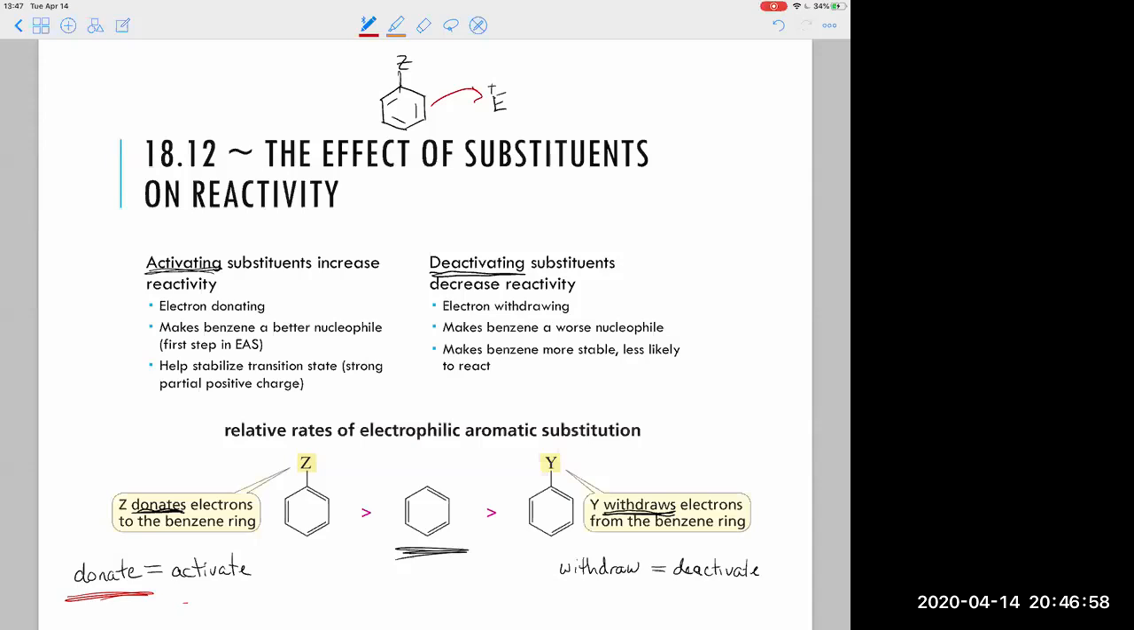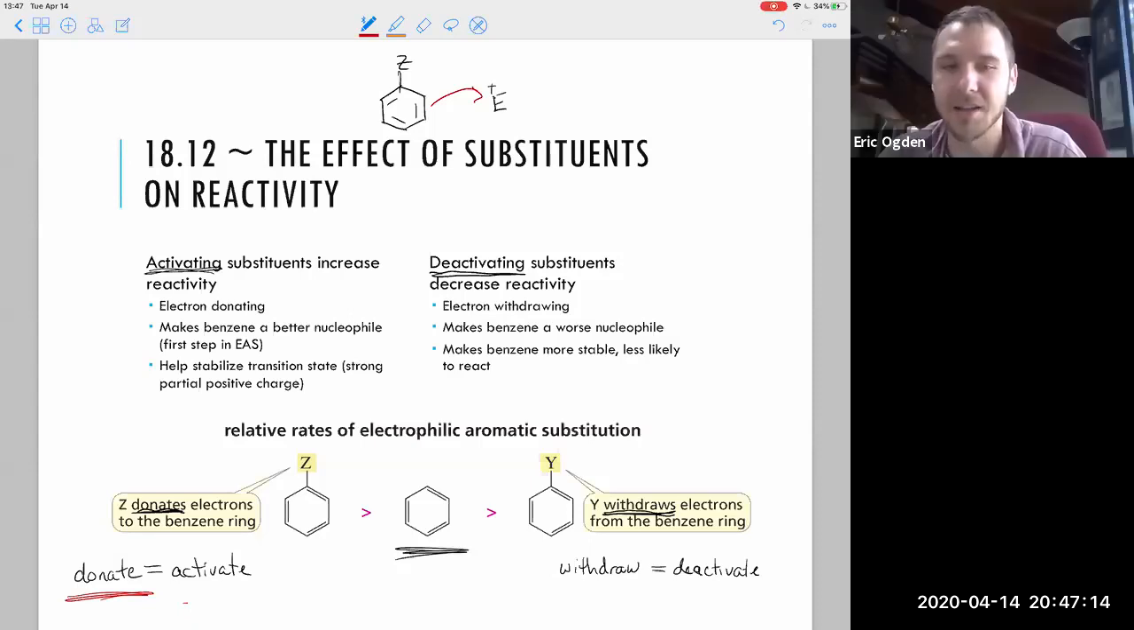So again, just a little trick: if you are on an exam and you're like, oh crap, which one's which here? Just take a step back and think about what role the benzene's playing. Well, it's got to be a nucleophile. If it's got even more electrons, then it's even more electron rich, an even better nucleophile. Like halogens would make it more reactive.